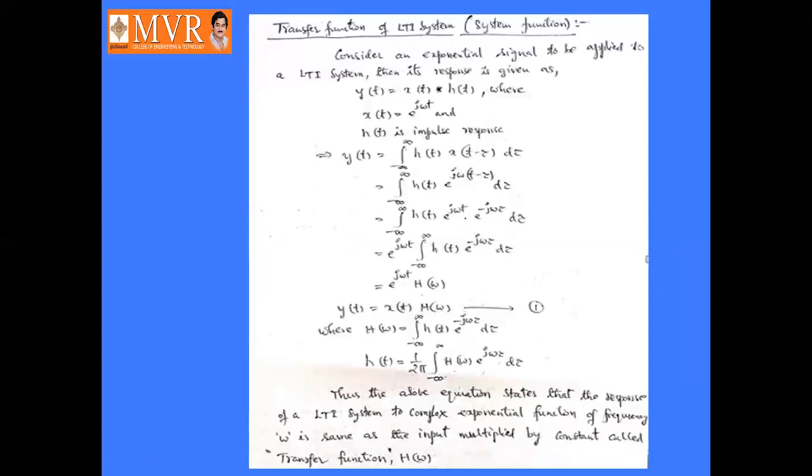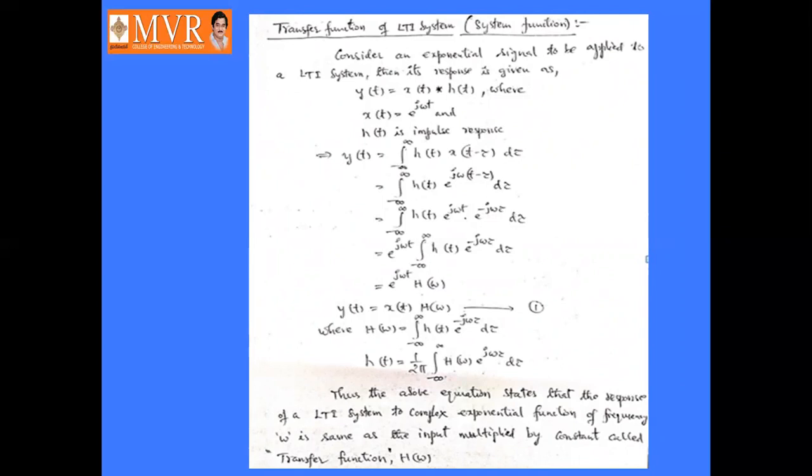Next, coming to the transfer function of the LTI system. What is meant by an LTI system? Linear time invariant system. This is also called the system function. What is its function? In general, a system has one input and one output. How to express the system function from the given system? System function is nothing but output by input.